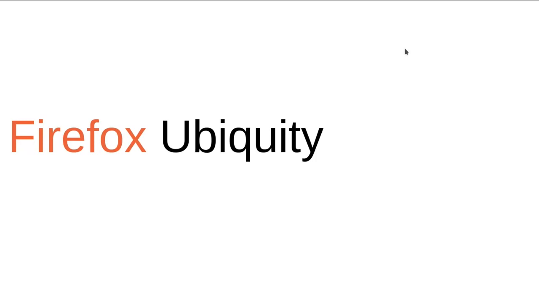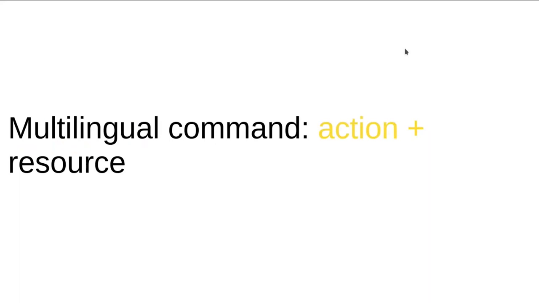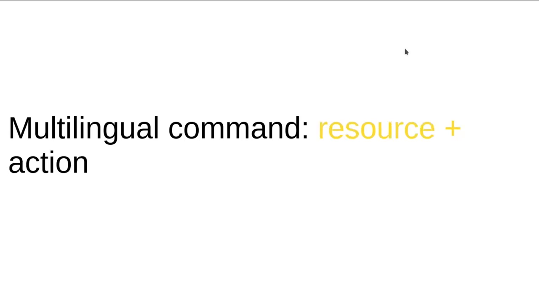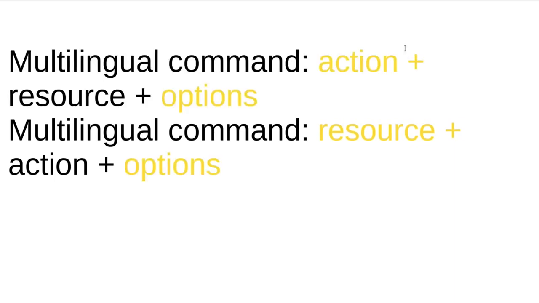So to conclude, we need to have the following groups of multilingual commands. In the first group, you have a multilingual command which consists of an action and a resource. That is, the action verb comes first before the resource. In the second group, the multilingual command consists of a resource and an action. That is, the action verb comes later, after the resource. Finally, in the third group, resources or actions can be in any order. So you have action plus resource plus options, or resource plus action plus options.